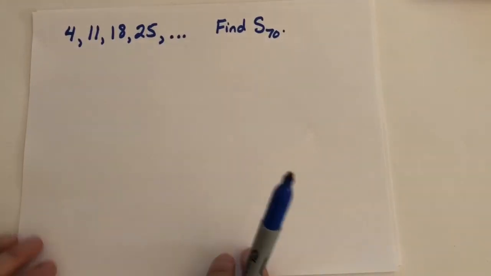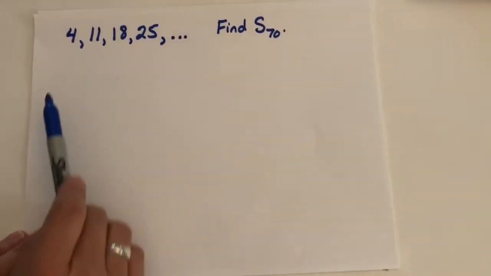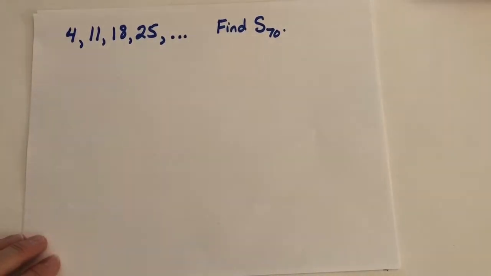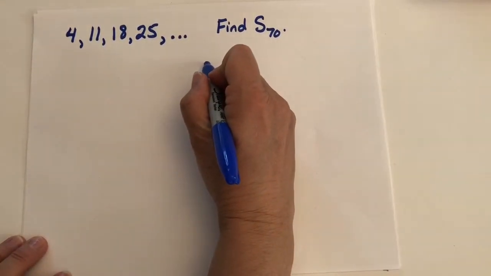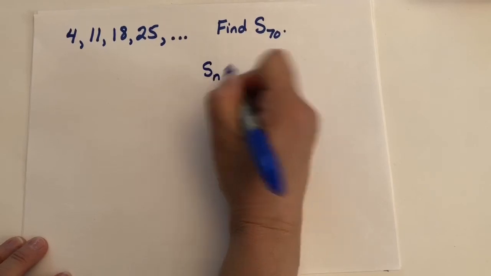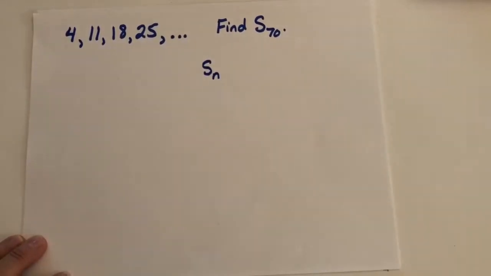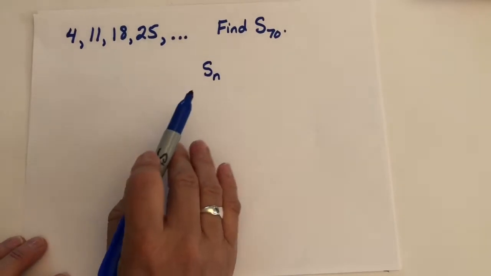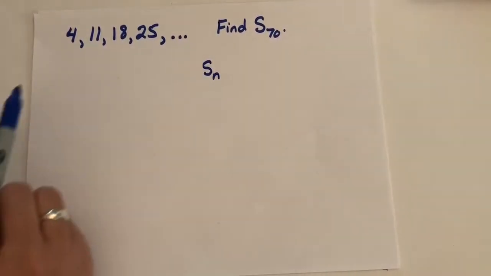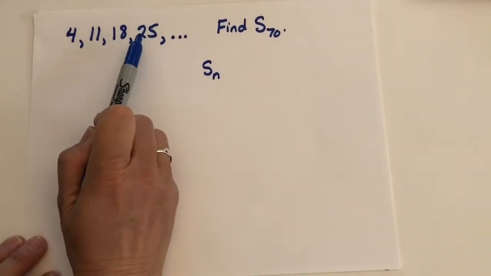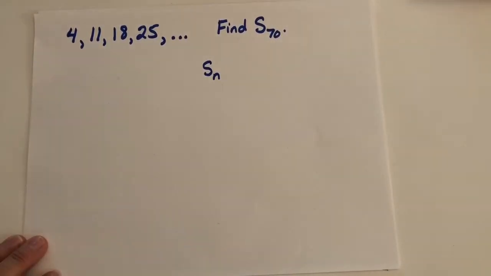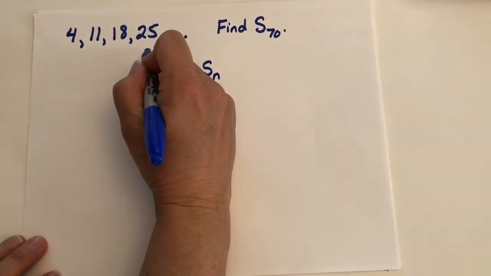The next one I'd like to do is this one. Find the 70th partial sum for this particular sequence. So we know we need to use this formula. S sub n. Oh, but before we do that, let's confirm it's arithmetic. It's a serious mistake, actually, to use this formula if we don't know it's arithmetic. And notice the difference between these two is 7. Difference between these two is 7. Difference between these two is 7. So we do know that we have an arithmetic sequence.